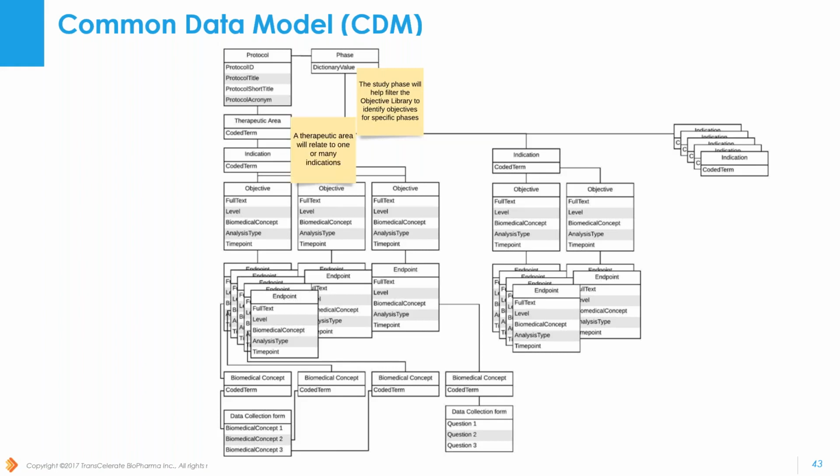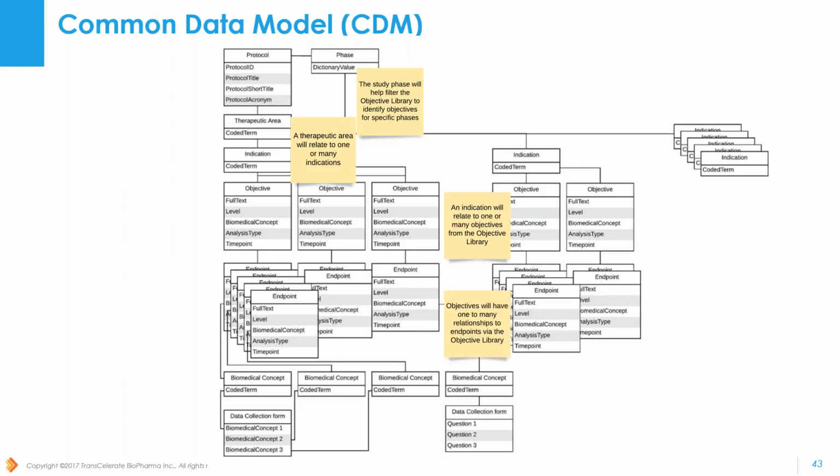The therapeutic area would then relate to one or many indications. Each of these should have coded terms so that we can effectively link to additional components. The indication will then relate to one or many objectives from the objective library. The objective library would be made up of CDISC library content as well as pharma company defined standards.